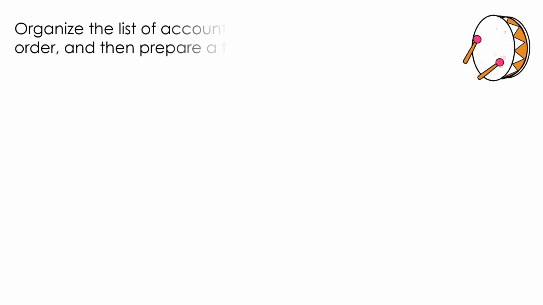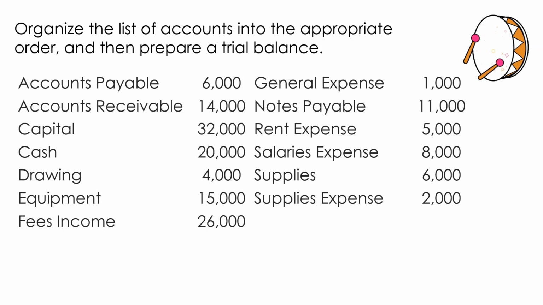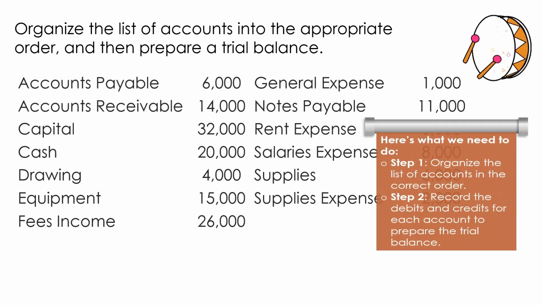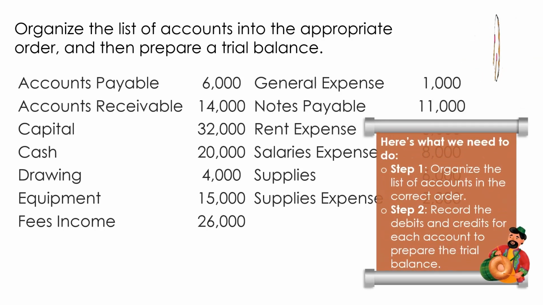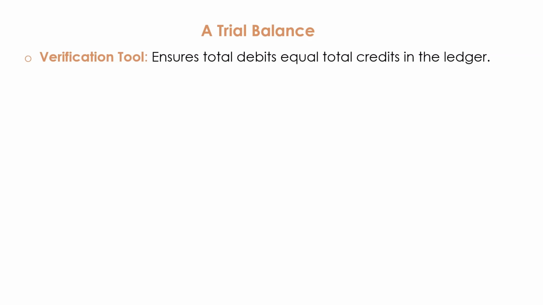Now let's apply everything we've learned to this final question. We're given a list of accounts with their balances, but they are not in the correct order. Our goal is to arrange them properly and use that structure to prepare a trial balance. But before we reveal the solution, let's take a moment to revisit what a trial balance is. A trial balance is an essential accounting tool used to verify the accuracy of financial records by ensuring that the total debits in the ledger equal the total credits.